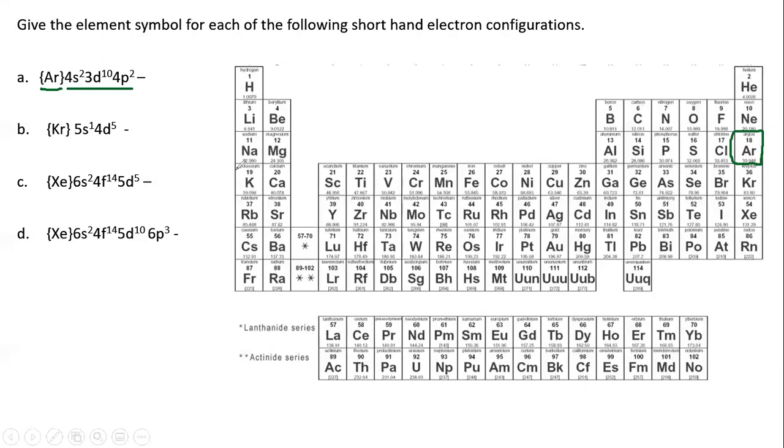Then we have 4s2. So 4s2 is this block here. We have 3d10. So 3d10, if you count from scandium to zinc, that's 3d10. And then we have 4p2. So the 4p2 would be gallium and then germanium. So the element with the electron configuration argon 4s2, 3d10, 4p2 would be germanium.